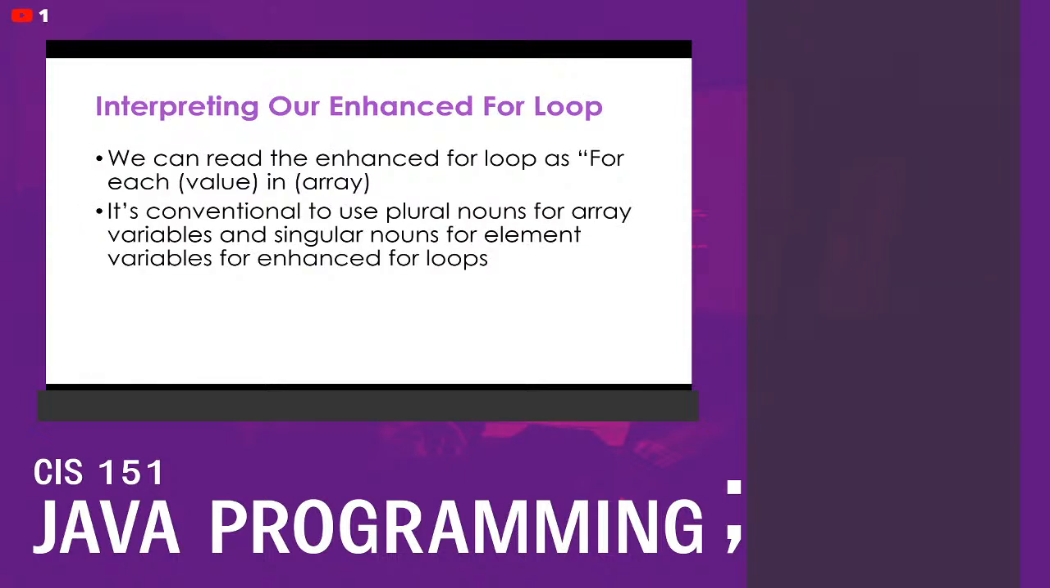And we can see that here we can read the enhanced for loop as for each value in array. And one of the conventional namings here is that we can use plural nouns for your array because there are multiple in it, and then singular nouns for your element variables as you process through the enhanced for loop. So I might want to call my array items, and then in my enhanced for loop write it as for item in items.